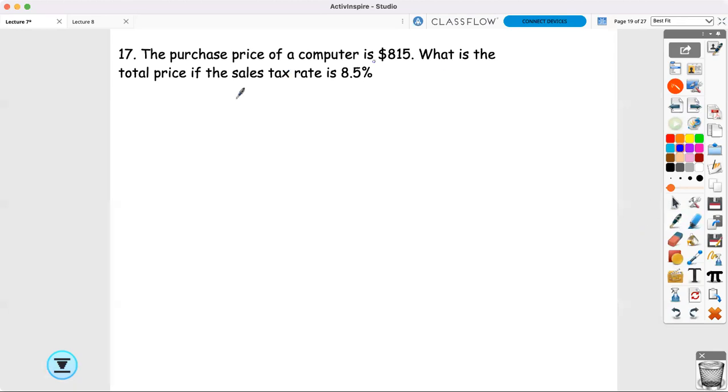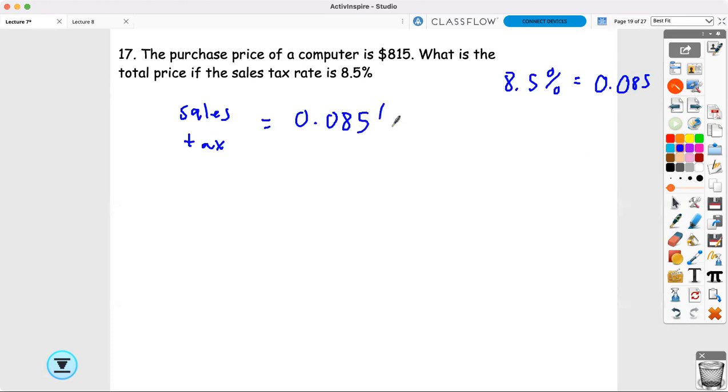I'm not going to write the formula for sales tax because I already wrote it for the last example. So we know sales tax is equal to the rate times the purchase price. Can someone tell me what 8.5% as a decimal would be? 0.085. That's correct. So we have 0.085 times the purchase price, and this will give me the sales tax. So use your calculator.